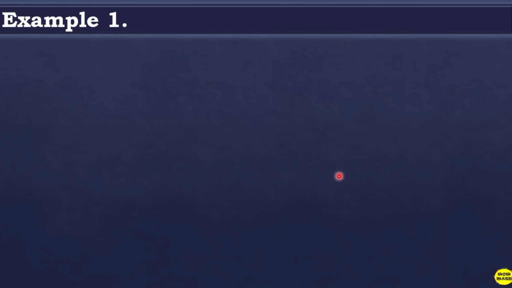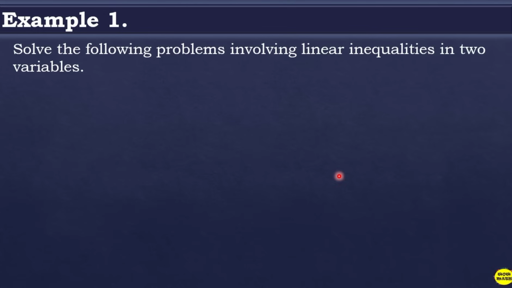So let's have first this one. Example, solve the following problems involving linear inequalities in two variables. Bago tayo mag-proceed sa ating word problems, tingnan muna natin ito. Try natin. I have here, kapag ganito ang tanong, what are the values of y in y is less than 6 minus 3x if your x is equal to negative 5. Minsan baka ma-encounter nyo itong ganitong question.